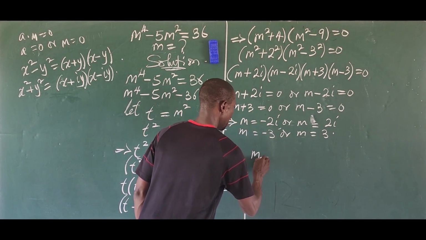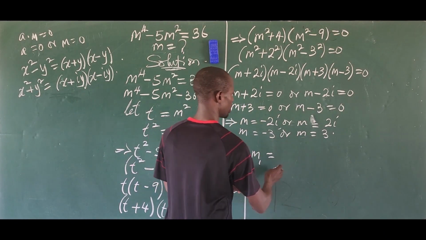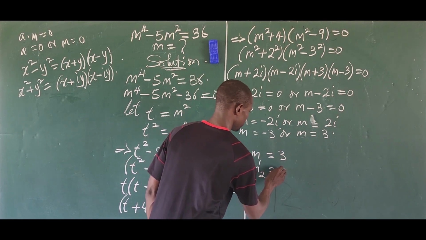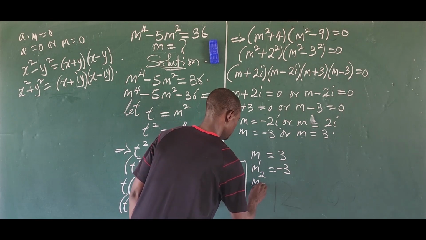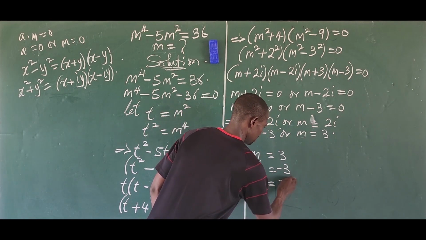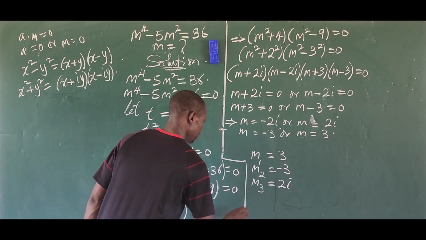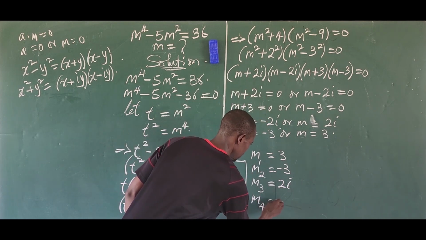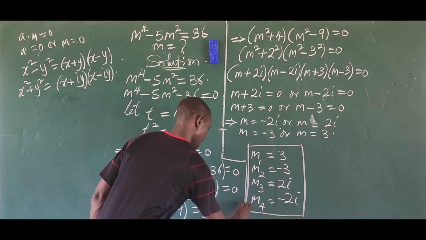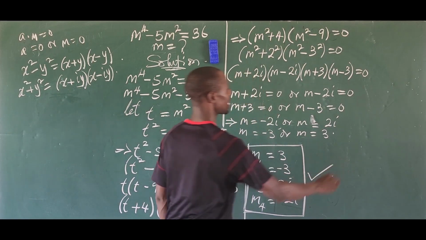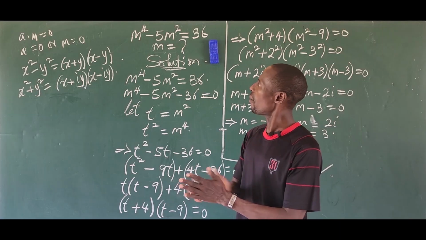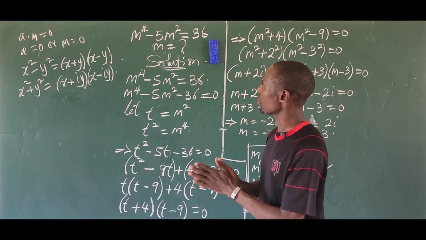So we're going to have here our m1. Let's take the positive one. So we have here 3. Then our m2. Let's take the negative, minus 3. Then our m3 is equal to, let's take the positive imaginary part, so we have here i. Then our m4 is equal to minus 2i. All these values satisfy the original equation. So these are the values of m that actually satisfy this fourth power, or fourth degree, polynomial equation.